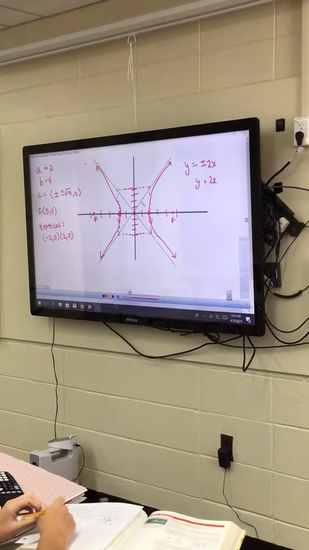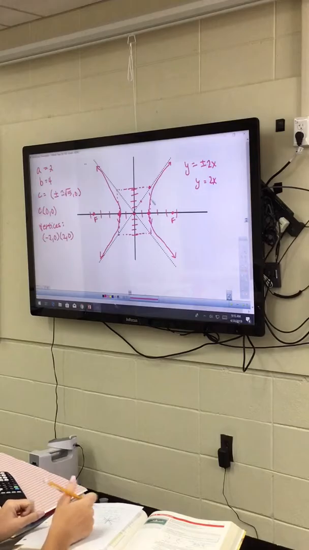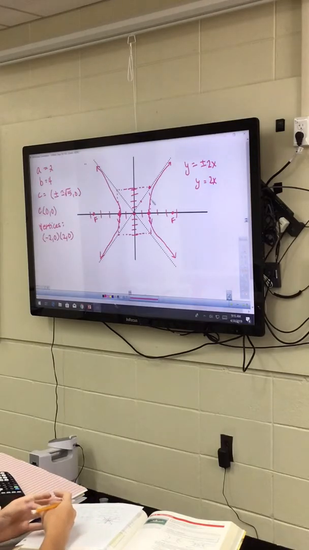I go up 2 over 1, up 2 over 1. Is that on that equation? It is. So what I'm telling you is you have to find the asymptote or the equation for the asymptotes, but you don't necessarily have to use it to graph it.